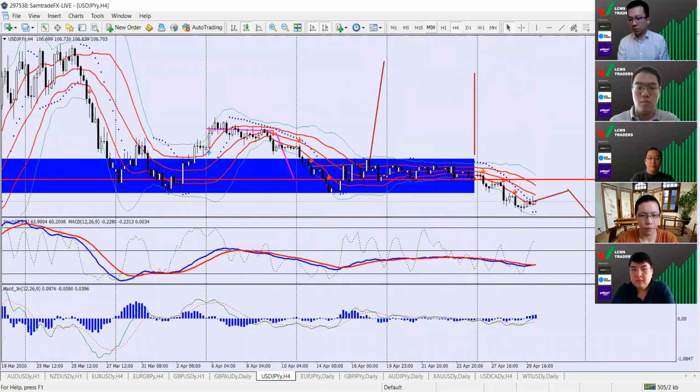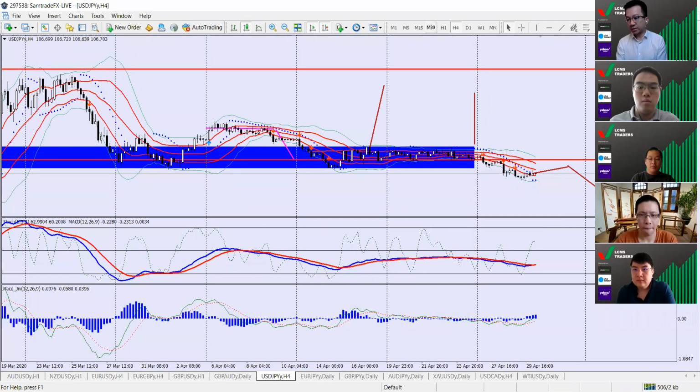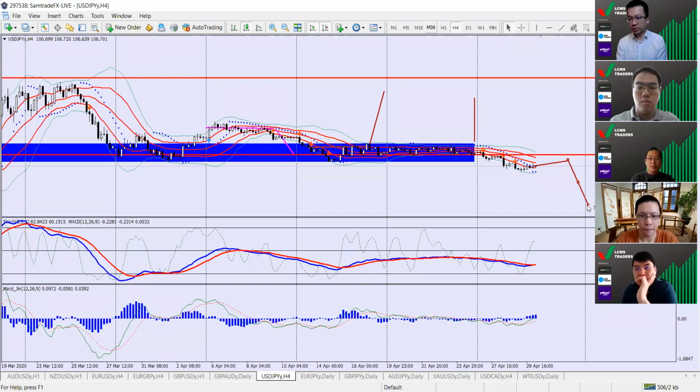Looking at the H4, that looks quite likely as it comes back to test that resistance now, support turned resistance, before heading lower. We could see that happening, right? Testing before heading lower.